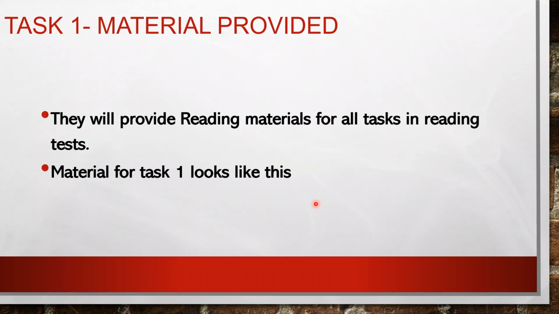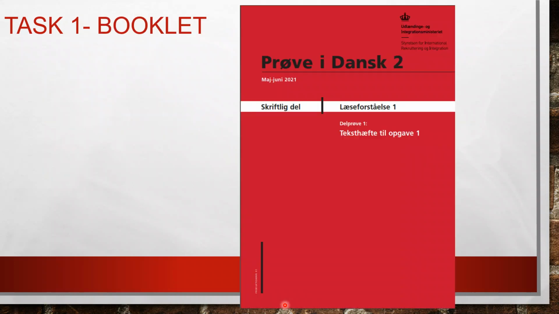So how does the test look? When you go to this exam, they will give some reading material for the test. There will be two booklets given to you: the first booklet will be the reading material, and the other booklet will be the actual question paper. So the material for task 1 looks like this. This is the reading booklet that you will get.